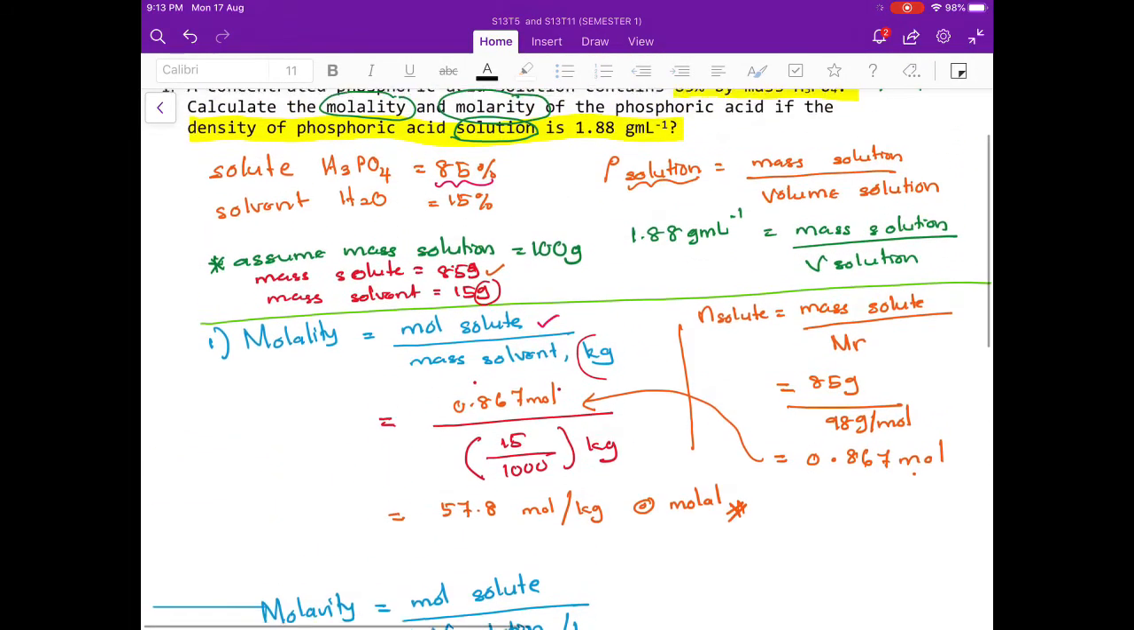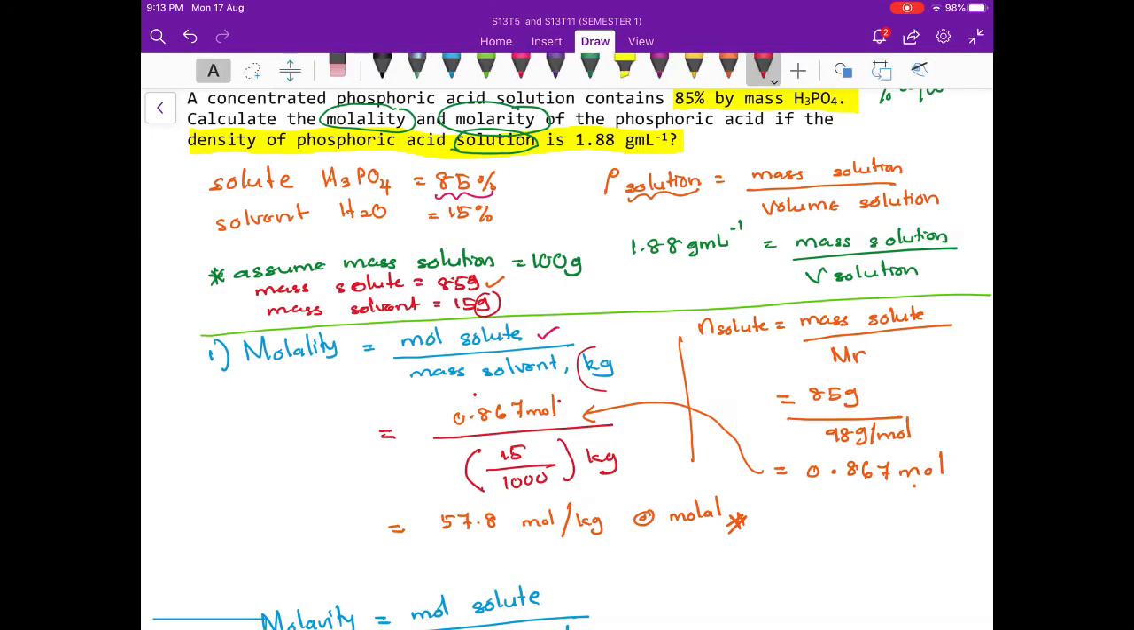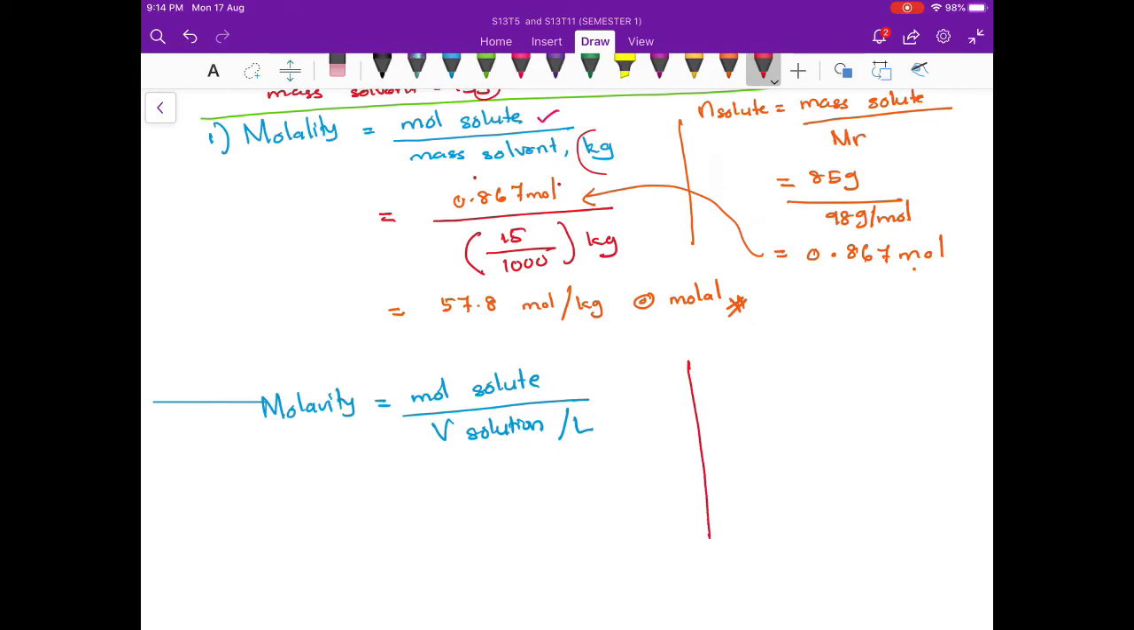How to determine the volume of the solution? Let's look at the information given. Where is the volume of the solution? We can determine the volume of solution based on the density. Do you have the mass of the solution? The mass of solution is our assumption. From there, you can get the volume of the solution. So, let's write the formula. We have the density 1.88 gram per ml is equal to 100 gram per volume solution.